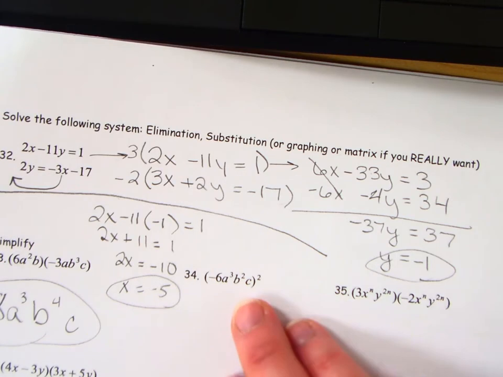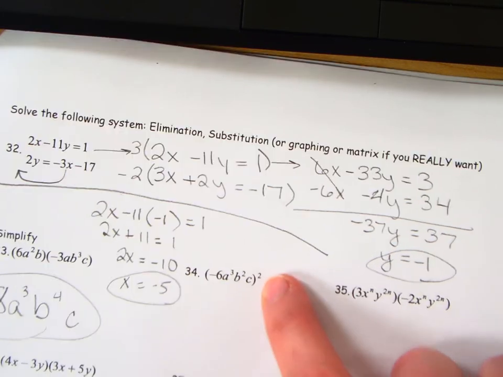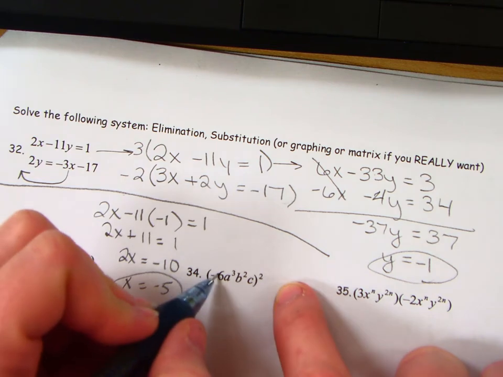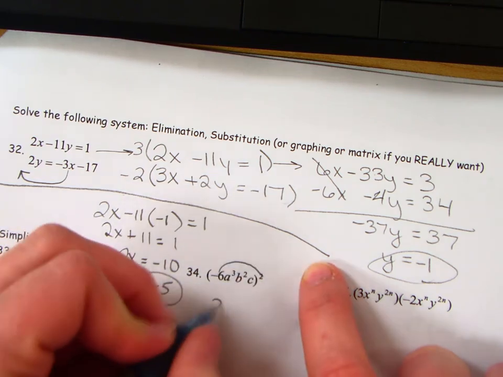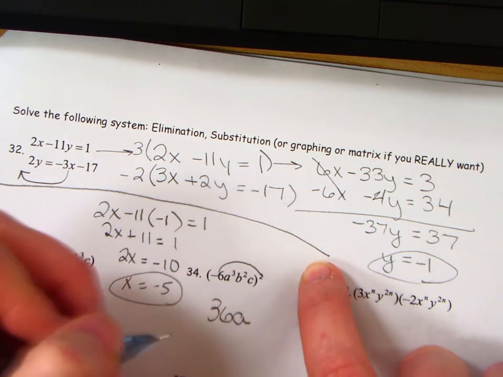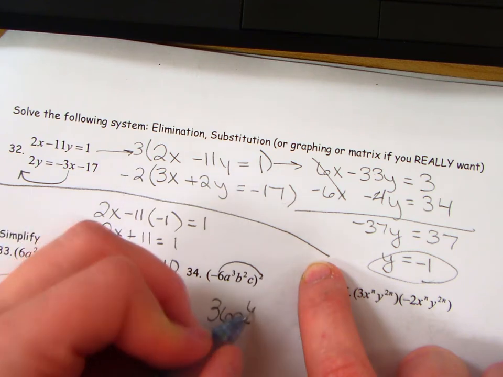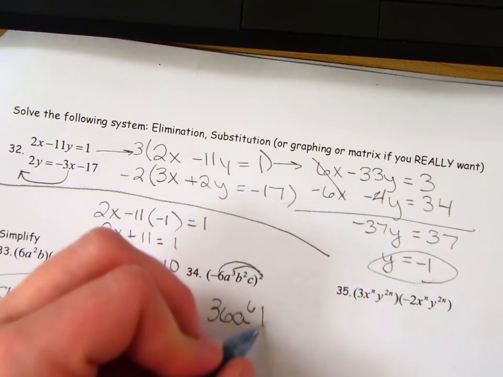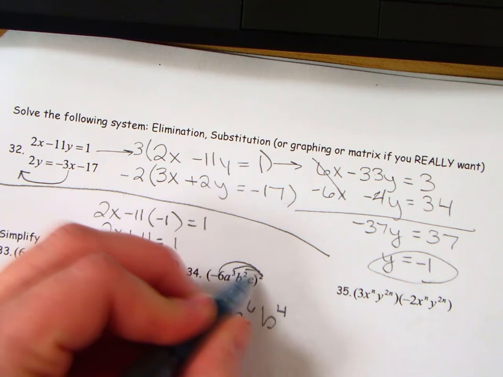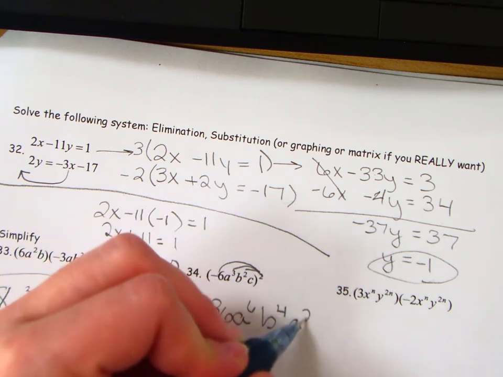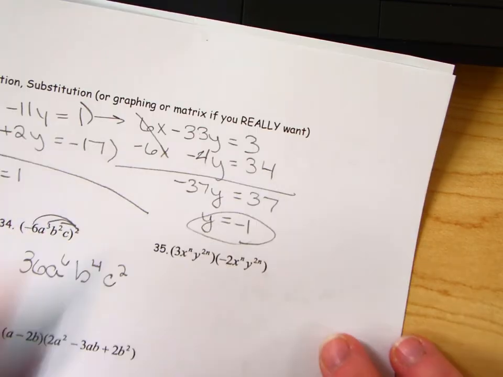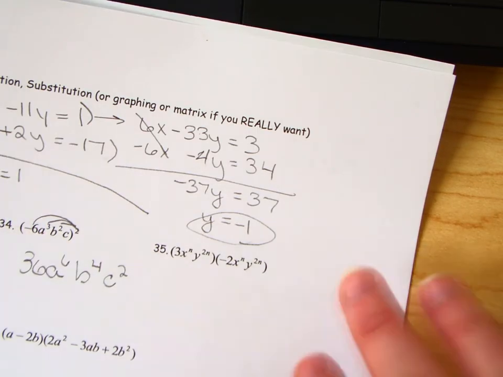Number 34, when you have a squared in the back, you're going to square everything inside. So negative 6 squared is 36. A to the third squared is a to the 6th, like you multiply your exponents here. B squared is b to the 4th, multiply your exponents, and c to the first squared is c squared. That's it. Number 35 does the same exact thing, but it does it with variables.